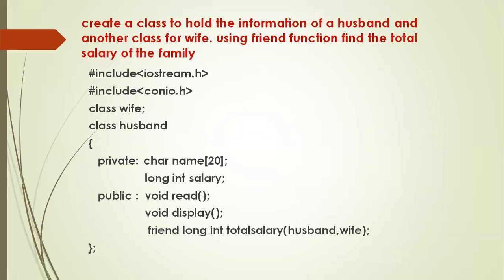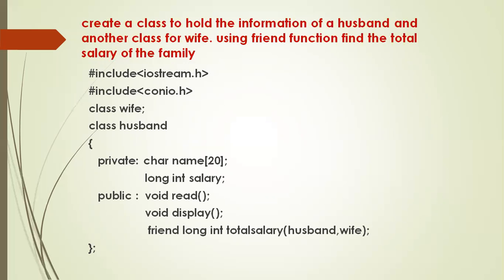The function is friend long int. It's not total salary, it is total balance. Within the bracket, you write the first one is current account, comma, savings account. So wherever husband is there, you replace with current account. Wherever wife is there, you replace with savings account. Rest of the thing is same. Whereas the member data, here it is name and salary. In the exercise, first one is account number, that is int type, and long int. Instead of salary, you make it as balance. That's the difference between these two programs, exactly similar.